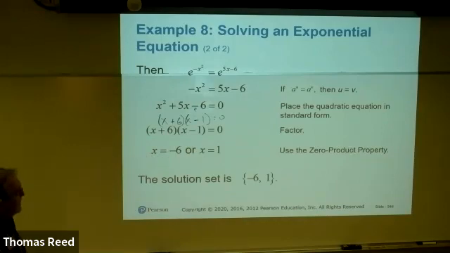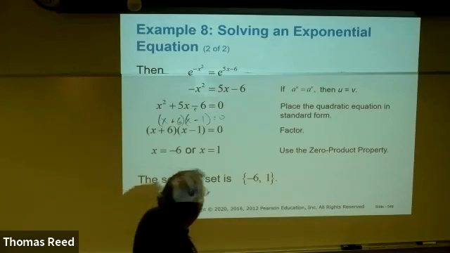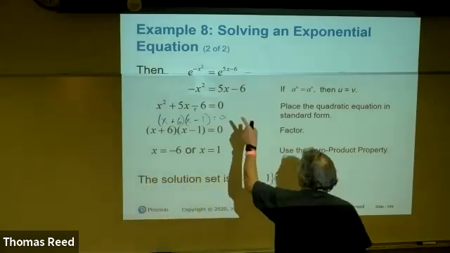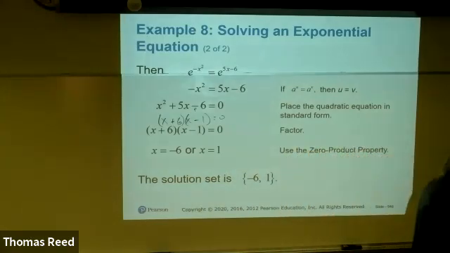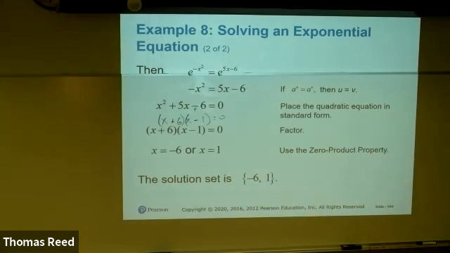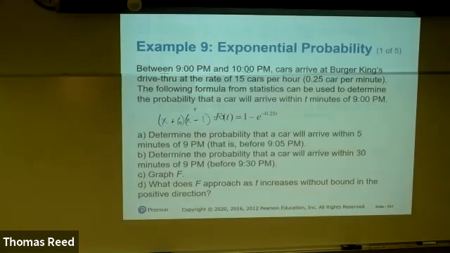If you want to check that they work, then do them one at a time. Put negative 6 in for x. Do you get the same thing on each side? Put 1 in for x. Do you get the same thing on both sides? Okay.